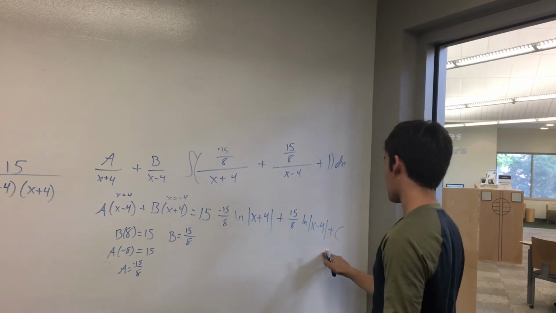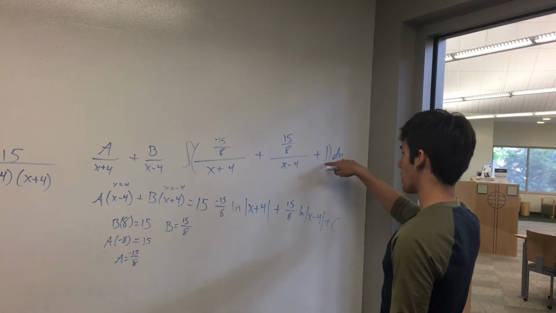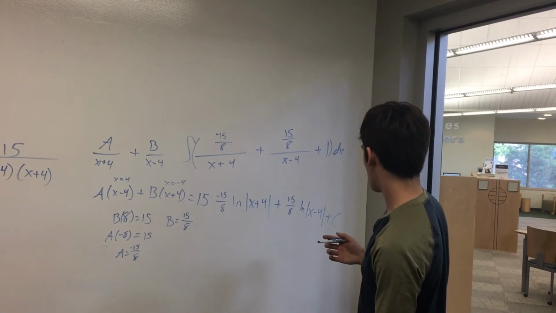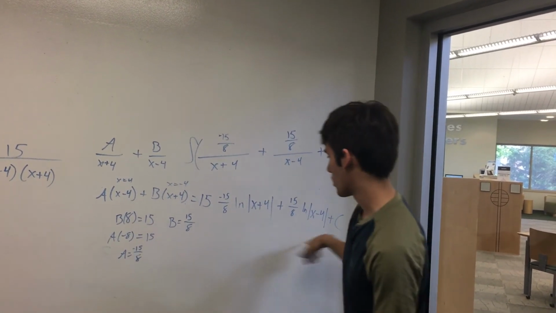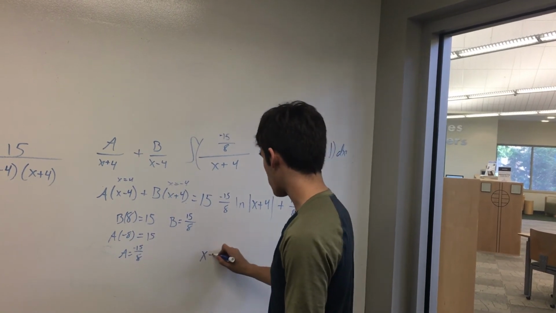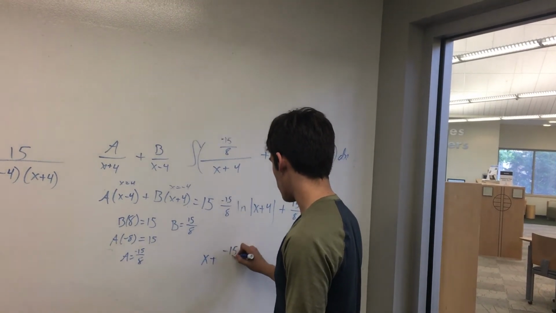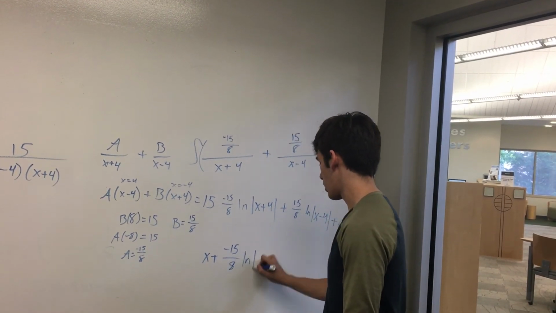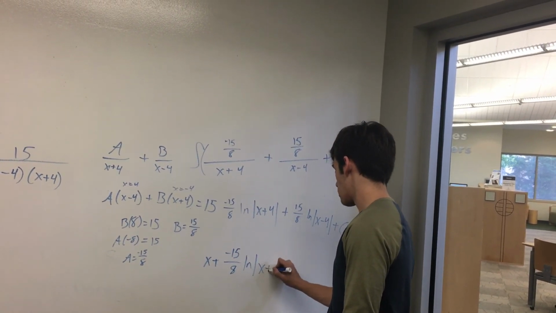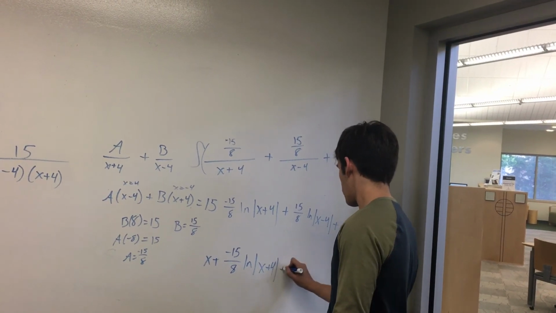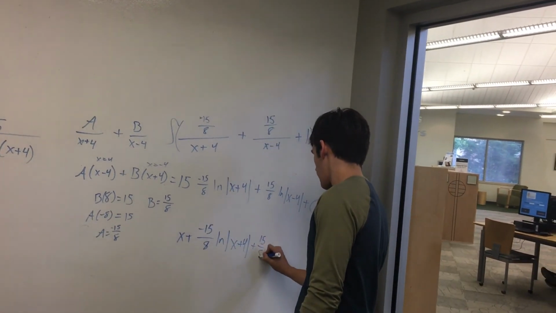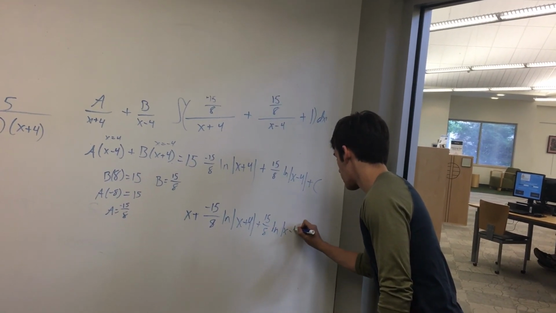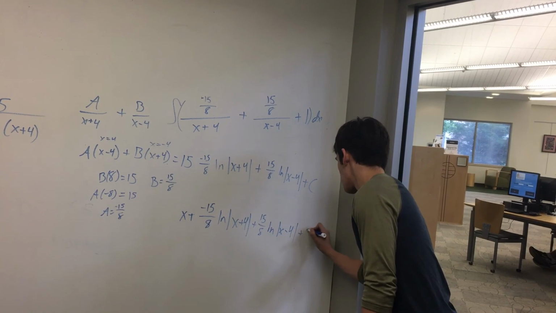Integrate this, we get this answer, and then we need to add in the integral of the 1, which is just going to be an x. So we'll have a plus x in this part. So we'll have x plus negative 15 over 8 natural log of absolute value x plus 4 plus 15 over 8 natural log of absolute value x minus 4 plus c.